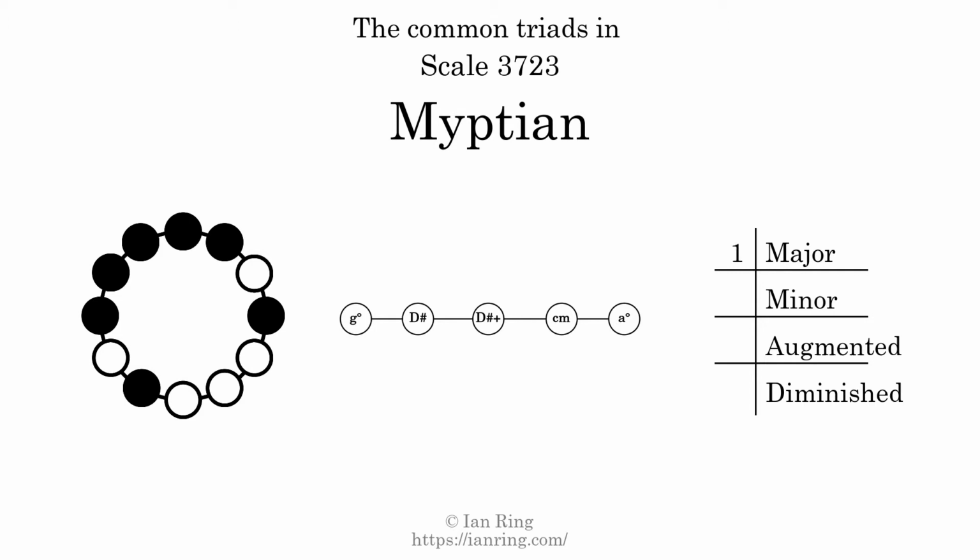There is one major triad. There is one minor triad. There is one augmented triad. There are 2 diminished triads. Here is a Hamiltonian path of parsimonious voice leading that uses all the triads.